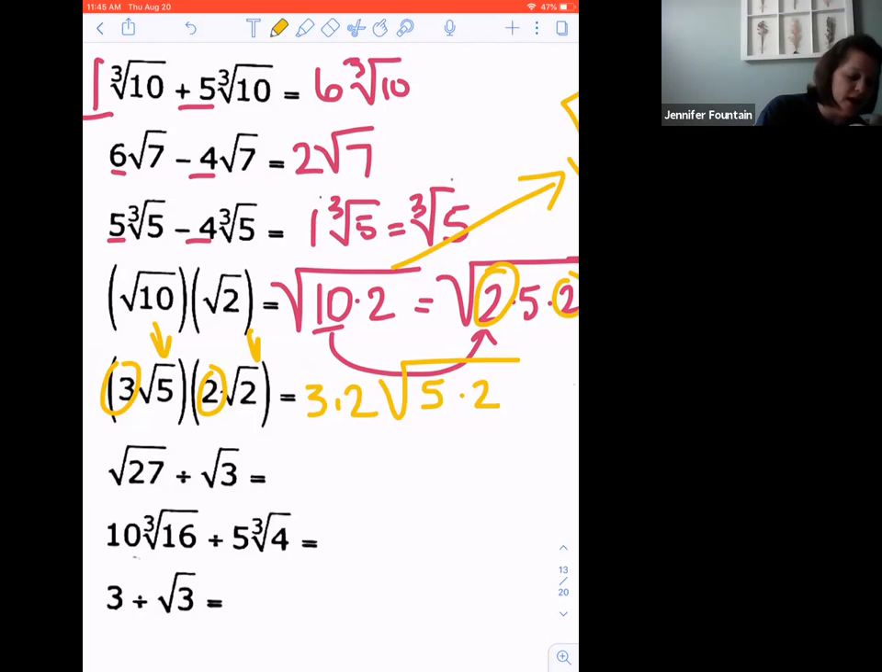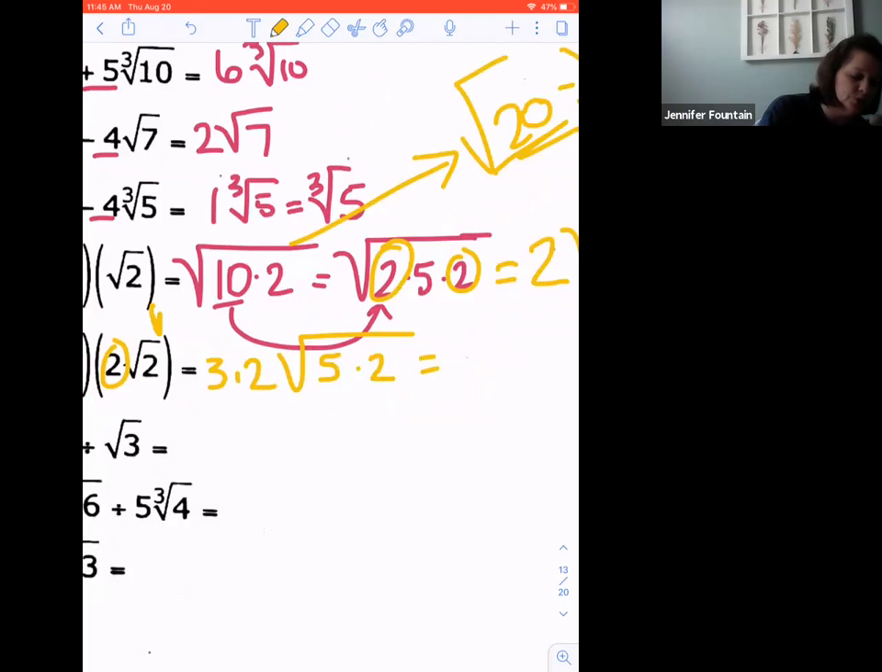Now I'm going to simplify. 3 times 2 is 6. I cannot break down 5 and 2 anymore, so I'm going to just multiply them back together and have the square root of 10. And that would be my answer. Any questions on that?